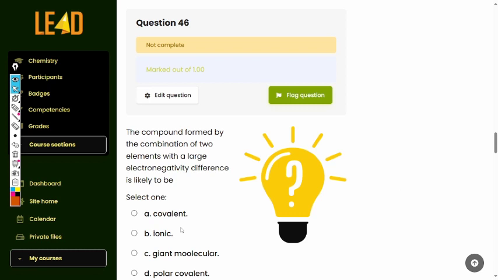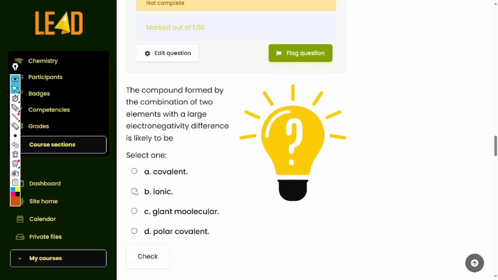46. The compound formed by the combination of two elements with a large electronegativity difference is likely to be... If we have a very large electronegativity difference between the atoms or elements, what you're going to have is an ionic bond. The lesser the difference in electronegativity, the more covalent it becomes. But the larger the electronegativity difference, you get an ionic bond. So the answer is B.